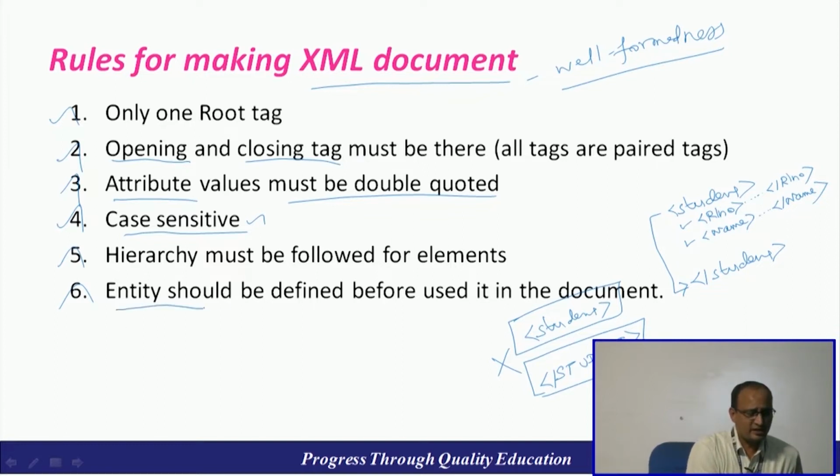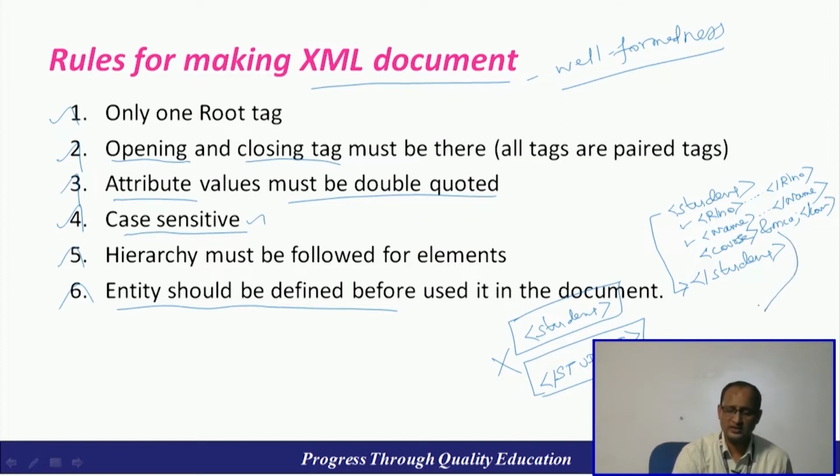Then entity reference should be given in the XML document. We will discuss what an entity is. At present, I can say it is an abbreviation for XML content. In some places in my XML document, I would like to specify like this: ampersand MCA semicolon, then slash course I have. So, what is this? This is an entity. We will discuss the entity as a separate concept.